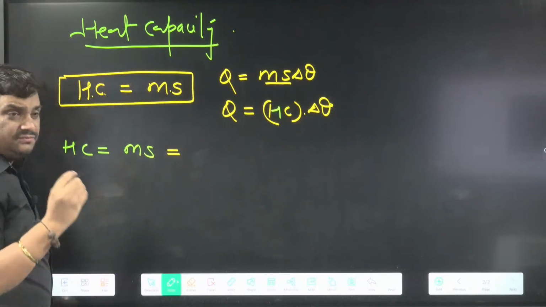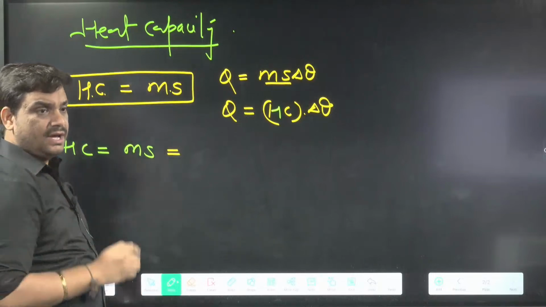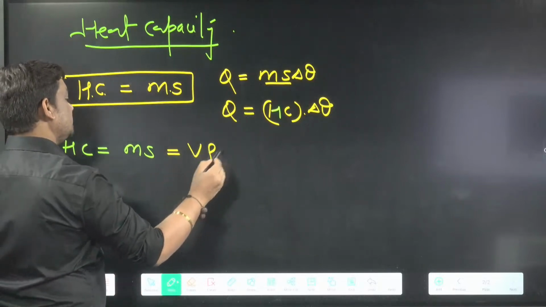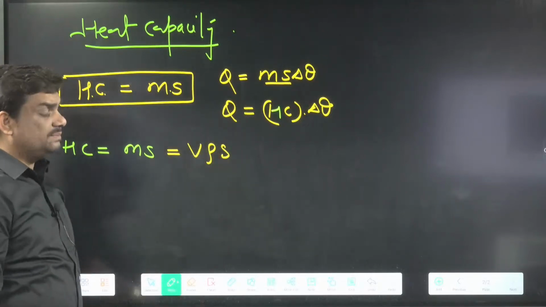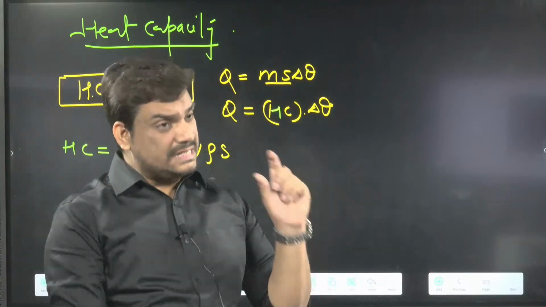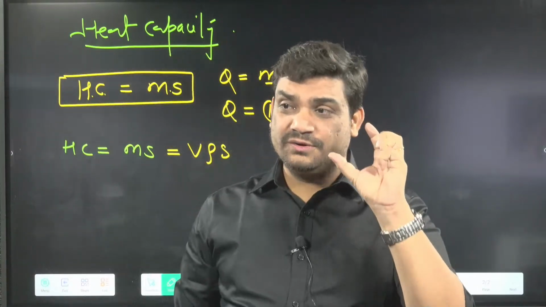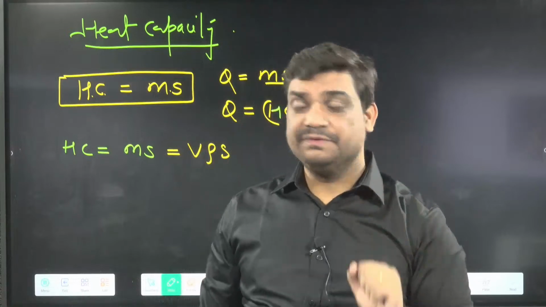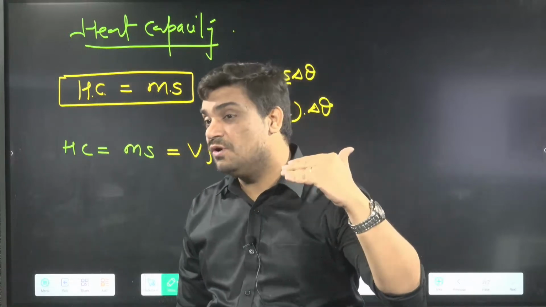Then we can get H equal to ms. M is basically volume into density, so this becomes V rho S. Sometimes I can use this also, that heat capacity equal to V rho S. Now they may ask a ratio of the heat capacities.